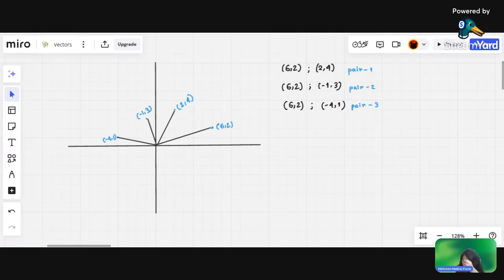Sorry for the slow drawing. Now we can see that we have drawn all of the three pairs. Now let's do the analysis. Among the pair 6, 2 and 2, 4, we can see that there is a projection on 2 comma 4. Let's give them names, say A, B, C, D.